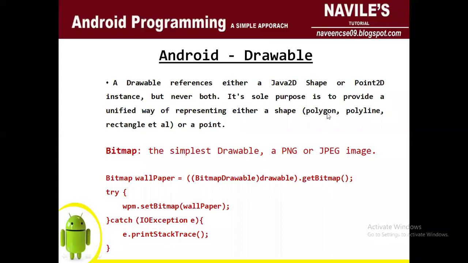One more class which we'll be using in this application is Drawable, that references either a Java 2D shape or a Point 2D instance, but never both. Its sole purpose is to provide a unified way of representing either a shape, which may be a polygon, polyline, rectangle, or anything, or a point. Among the different formats present to display the image, we will be making use of a bitmap in case of a drawable, since a bitmap is the simplest drawable, a PNG or JPEG image.